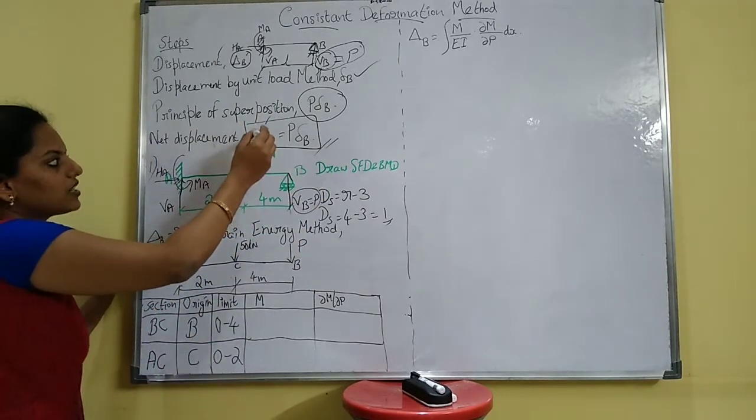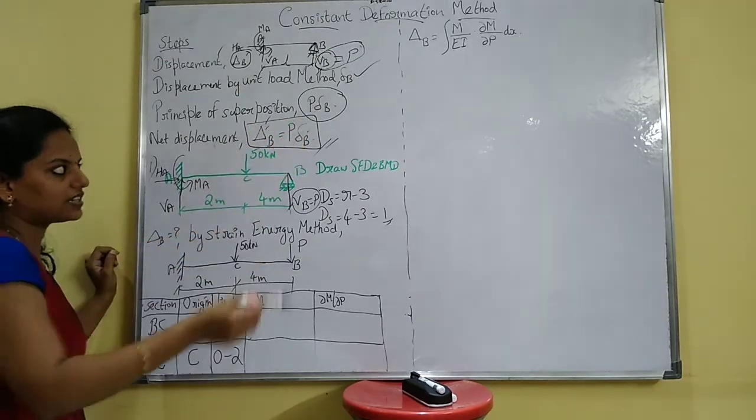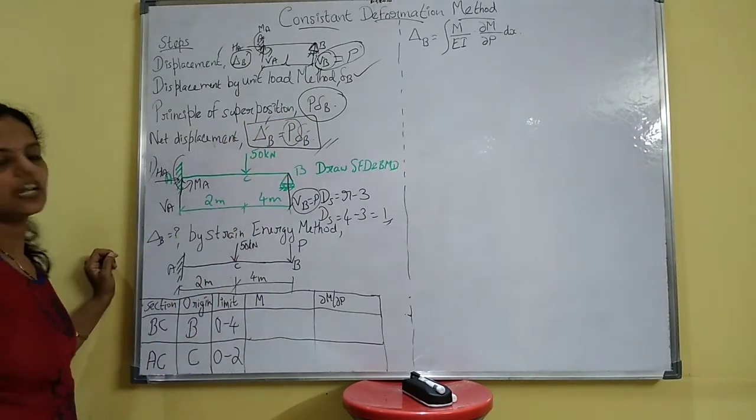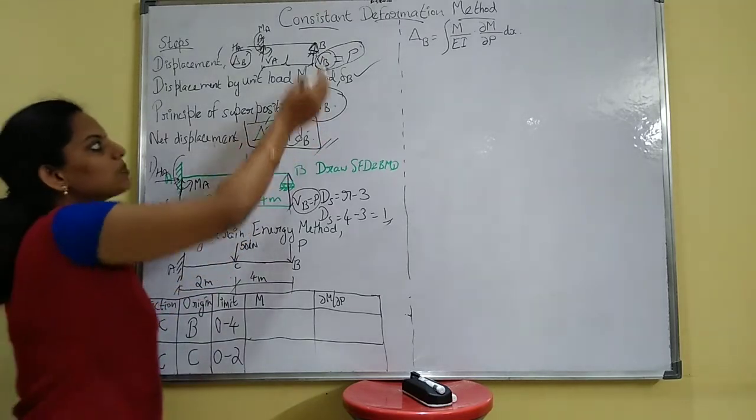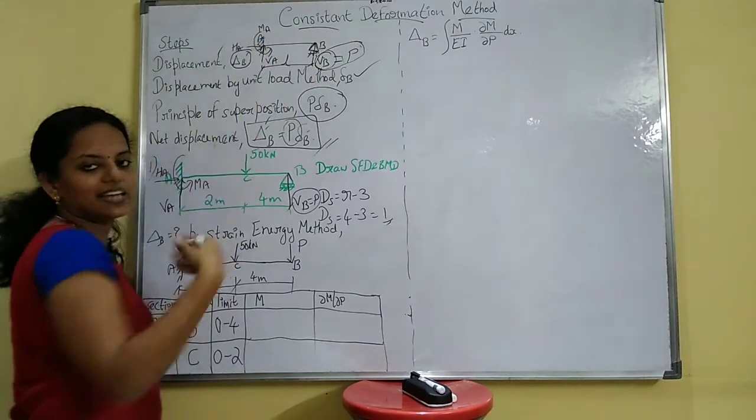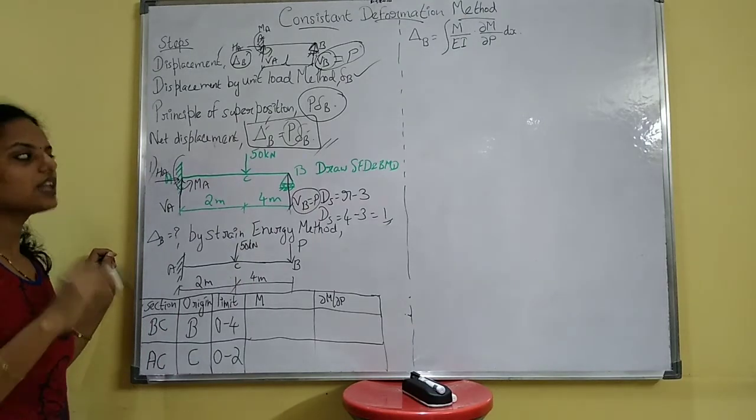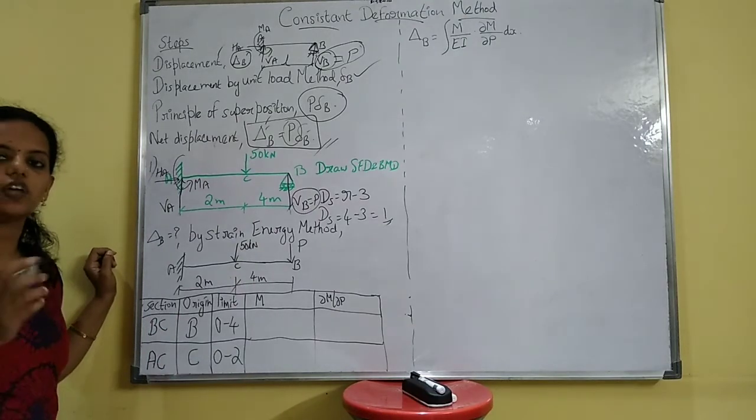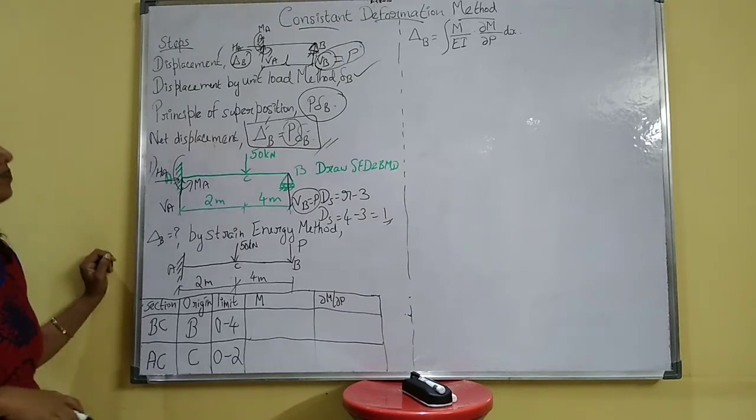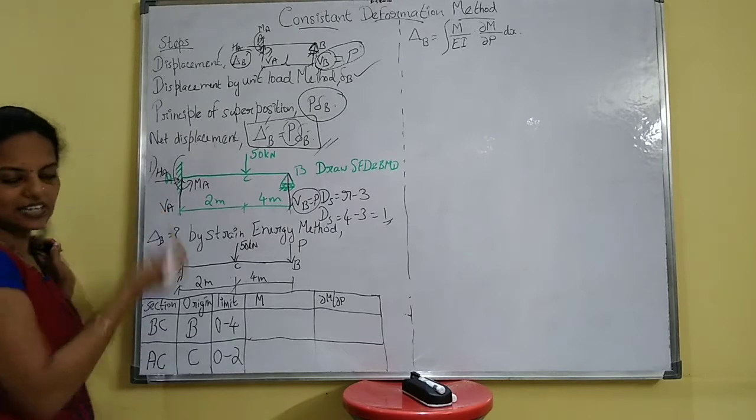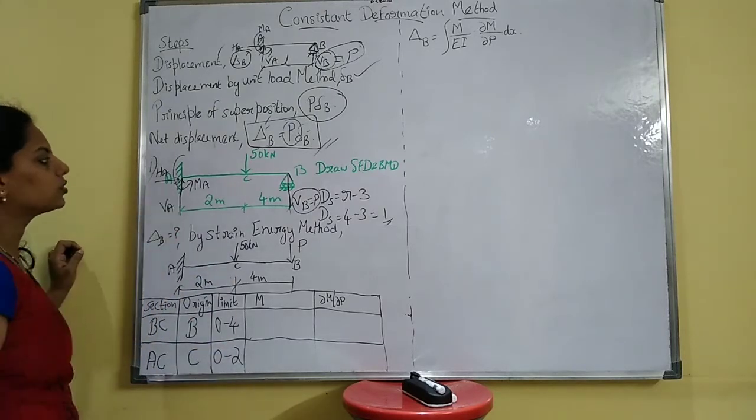Once you find this capital delta B and this small delta B, then P is the only unknown, so you can directly find P. Once P is known, just substitute back and find all the reactions using the equilibrium equations. Then once the reactions are found, you can draw the SFD and BMD. Okay, this is the procedure. We'll be clear while taking the problems, so we'll move to the first problem.